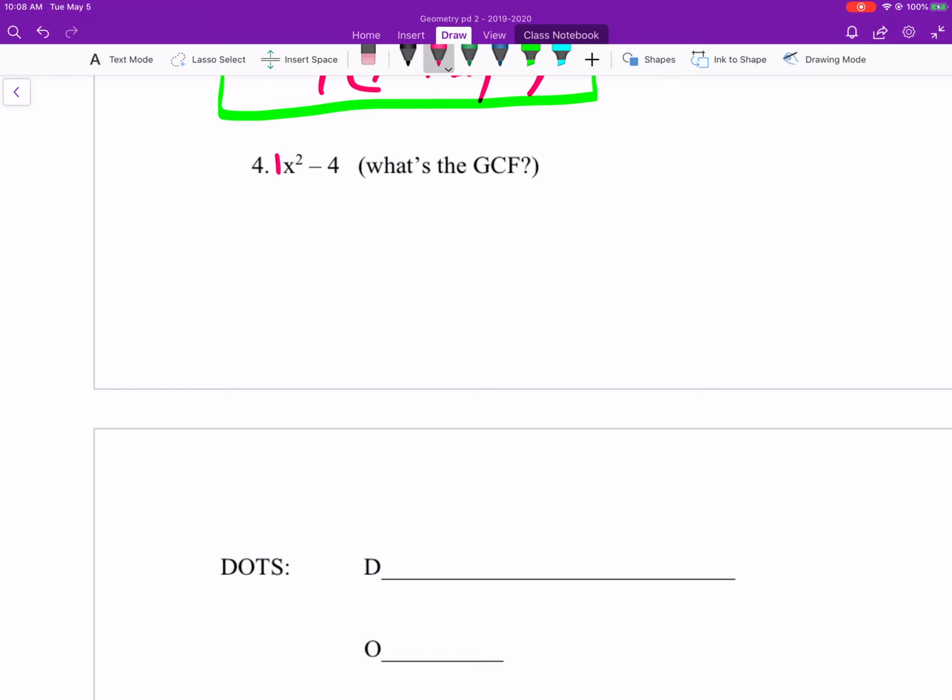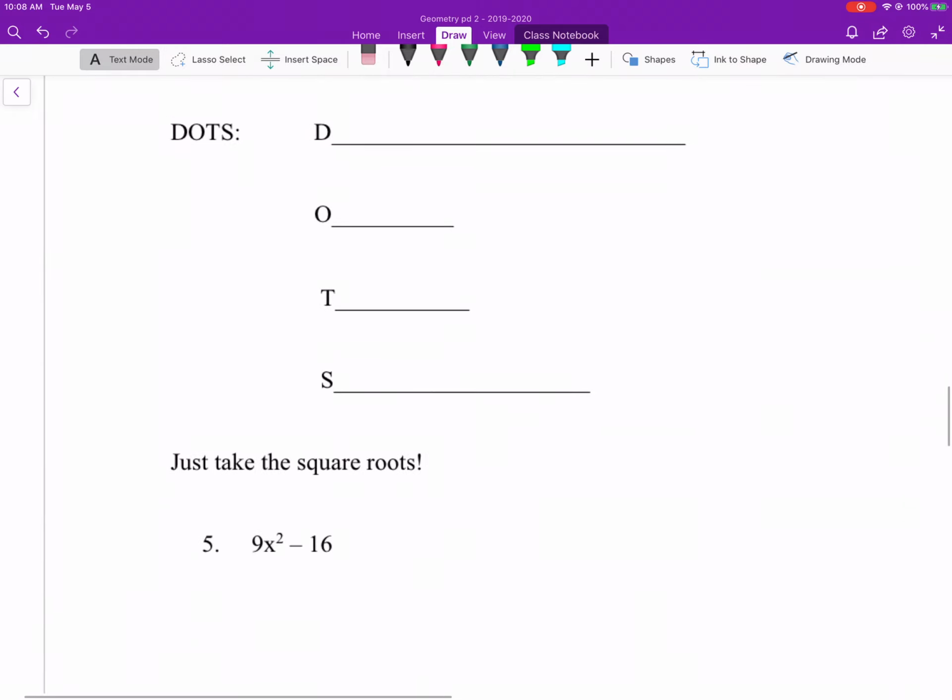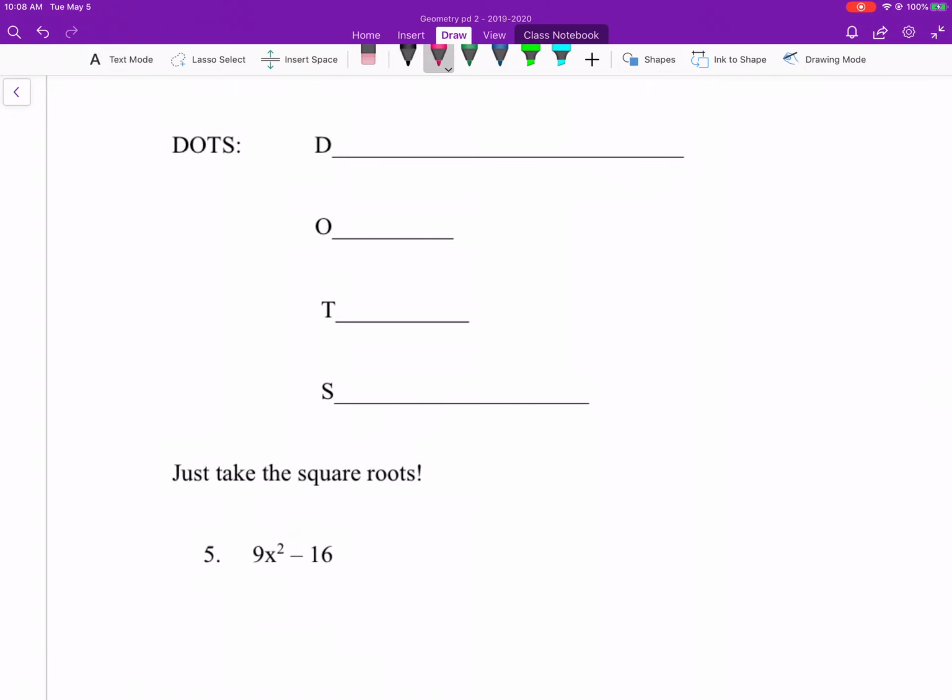Alright, one term has x to the second, and the other term doesn't have a variable at all. So there's no GCF. There's a different type of factoring, but for those of you who remember, this would be x minus 2 and x plus 2, and now that probably doesn't make sense right now, but let's talk about what we have to do with our next type of factoring, which is DOTS. Maybe you remember what that stands for. It's the difference of two squares.